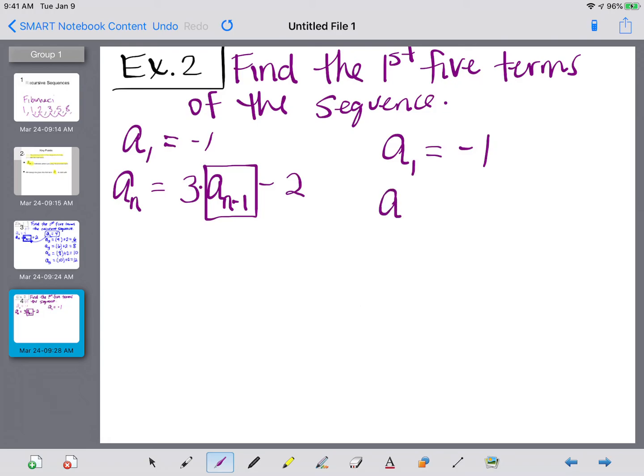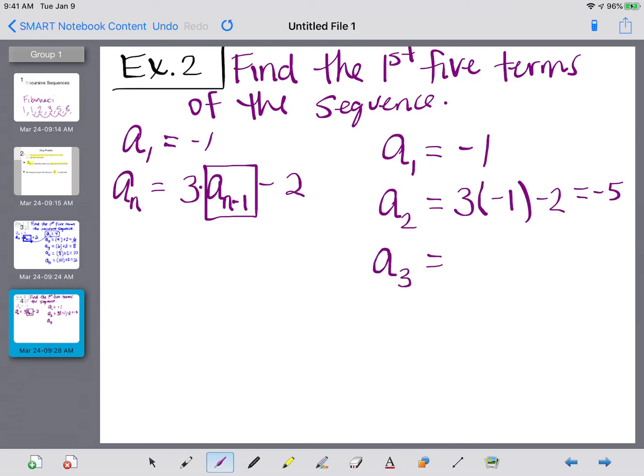So when we want to find the second term, the previous term is negative 1. So we have the 3. I'm going to plug in negative 1 where the a sub n minus 1 is. Then continue the formula with minus 2. And we do some calculation. 3 times negative 1 is negative 3. Minus 2 leaves us with negative 5.